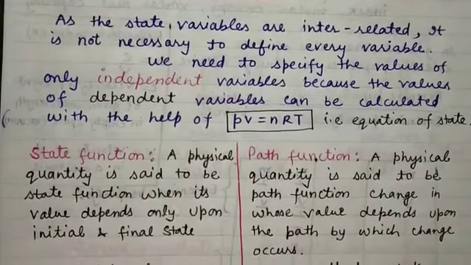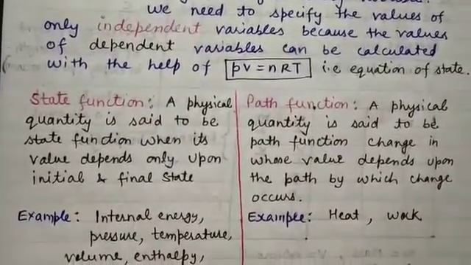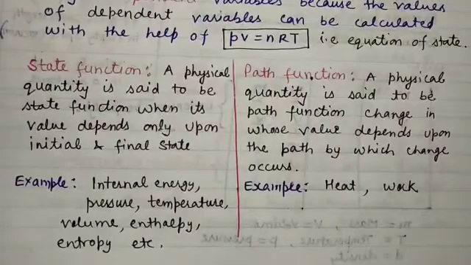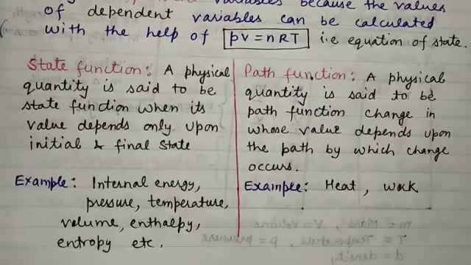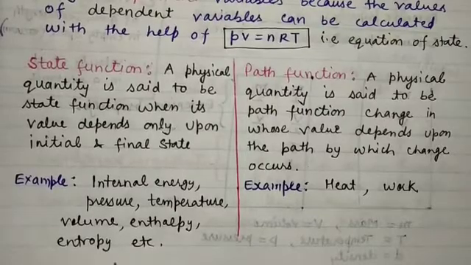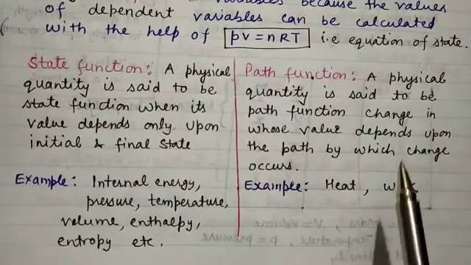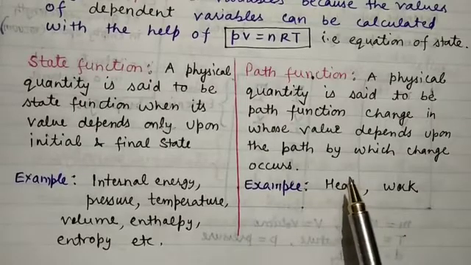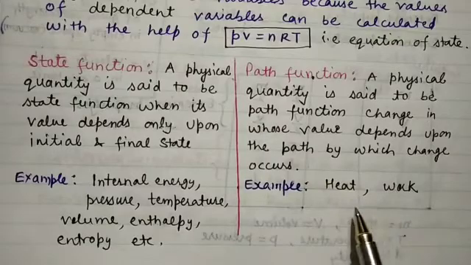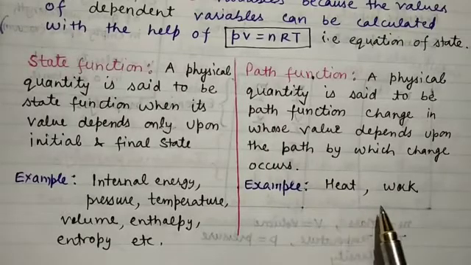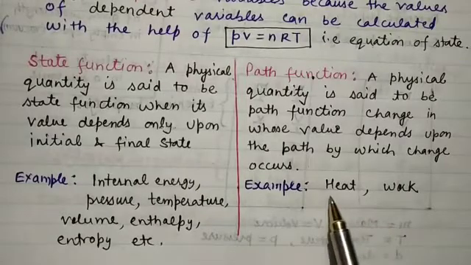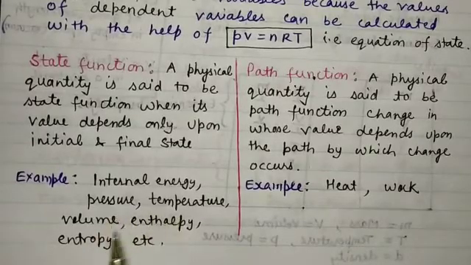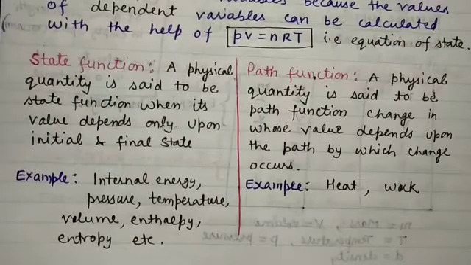Examples of state functions are internal energy, pressure, temperature, volume, enthalpy and entropy. For a state function, the value depends only upon the initial and final state, irrespective of the path. But in the case of a path function, like heat and work, the value depends upon the path by which the change occurs, and is independent of the initial and final state of the system. It depends only on the path. Heat and work are examples of path functions, and internal energy, pressure, temperature, volume, enthalpy and entropy are examples of state functions.